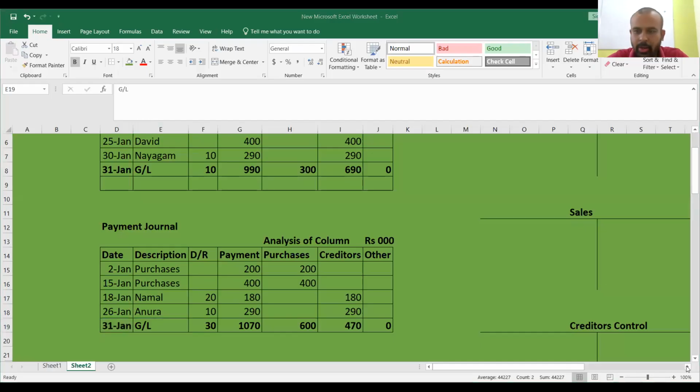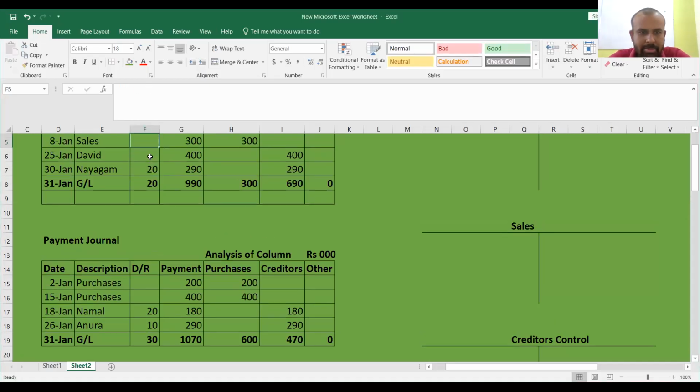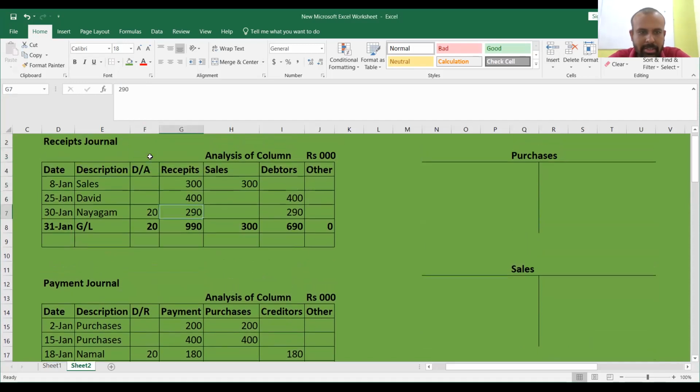Right. After doing this, we need to get the total of the journal and post it. So there's a correction here. The discount that you allow to Nayagam is 20,000, and the cash that you collect will be 230. The cash amount that you collect from the Nayagam is 230. It's not 290, right? Okay.